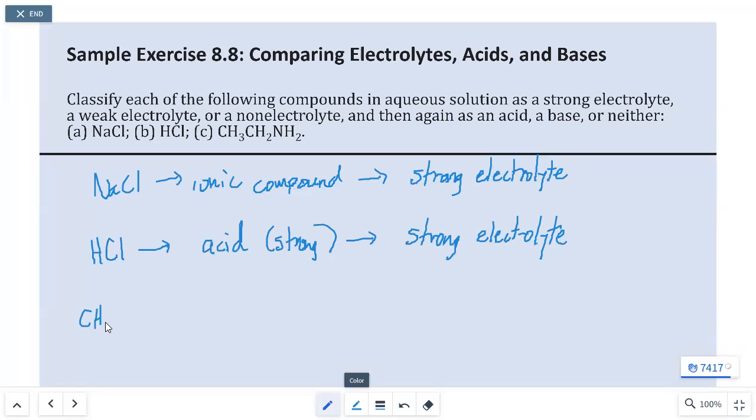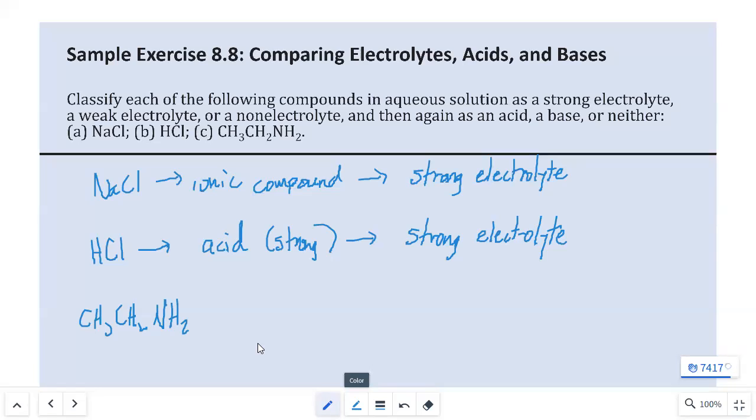This last one, ethylamine, CH3CH2NH2. This one is tough. This is clearly a covalent compound. It's all nonmetals: carbon, hydrogen, and nitrogen. So we might be tempted to put it into that neither category as a non-electrolyte.